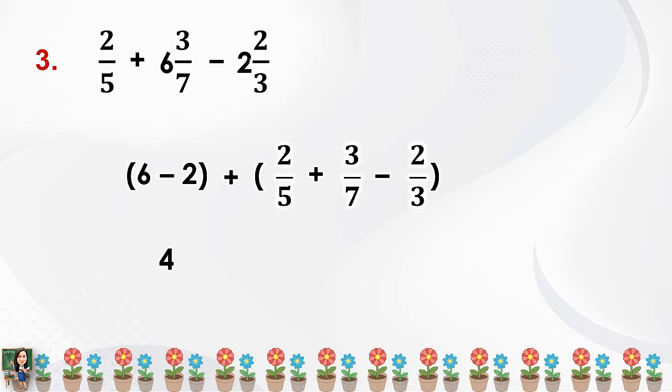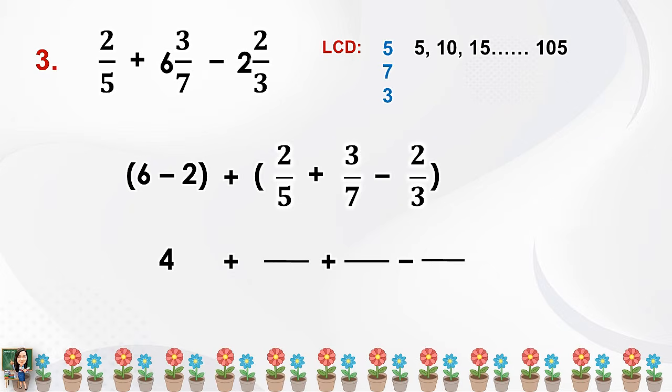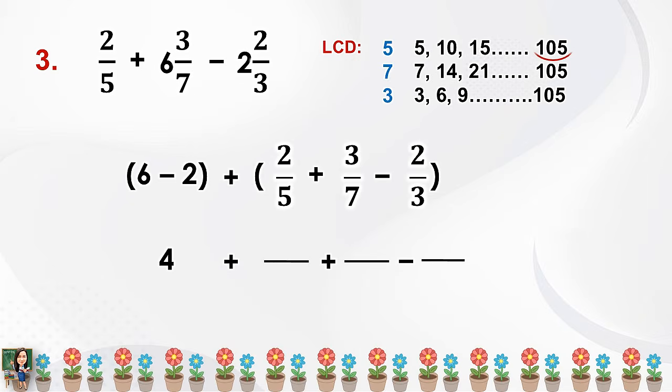These fractions are dissimilar fractions. Get the LCD of 5, 7, and 3. These are the multiples of 5, 7, and 3. The least common denominator of 5, 7, and 3 is 105. We can now write the common denominator, 105.